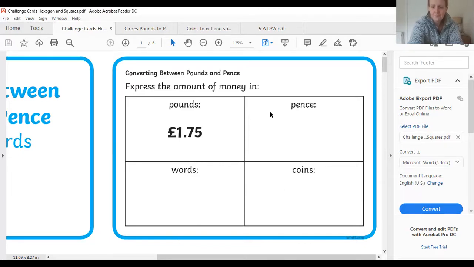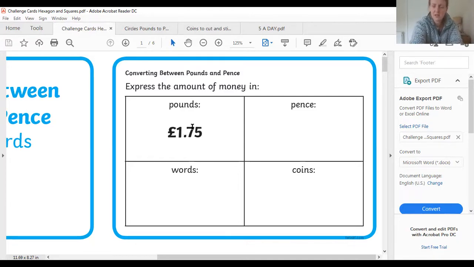So on each challenge card, it's asking you to look at this amount, and it might be somewhere else, and write it in the different ways. So we've got here £1.75. I want you to write it in pence here, in words here, and then showing it with coins. So that's where you can either do your rubbings, or you can cut and stick the coins from the spare sheet that we've sent you.